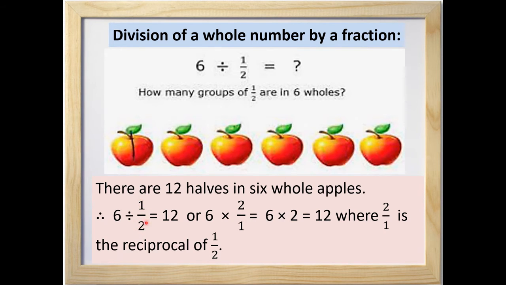What is the divisor here? It is half. So what is the reciprocal of half? It is 2 by 1. Now, 6 into 2 by 1 can be written as 6 into 2 because 2 by 1 is just equal to 2. So what is 6 into 2? It is equal to 12. Understood children? Is it not easy? So division problems will be converted to multiplication problems and then we can easily find the quotient. Is it clear children?